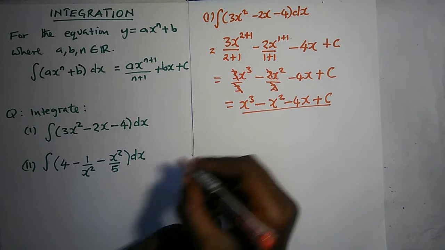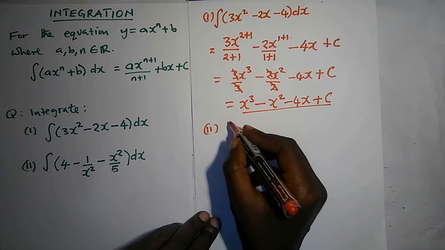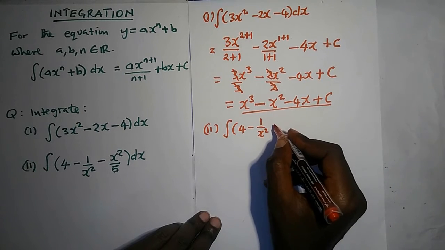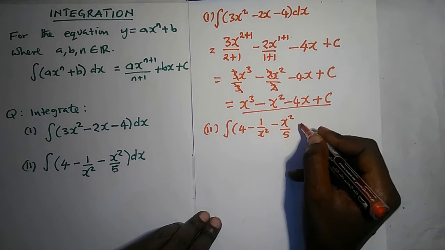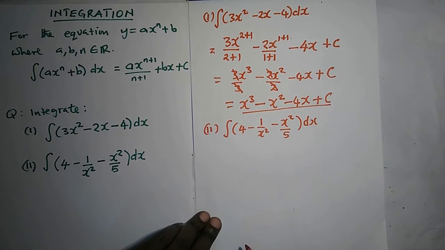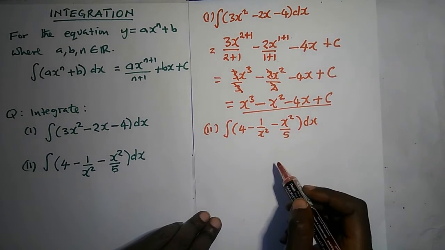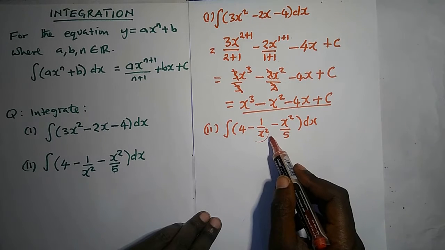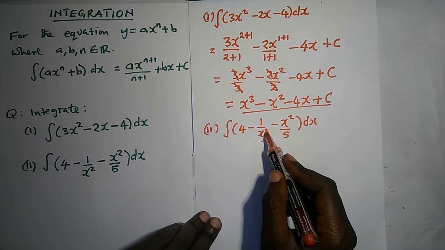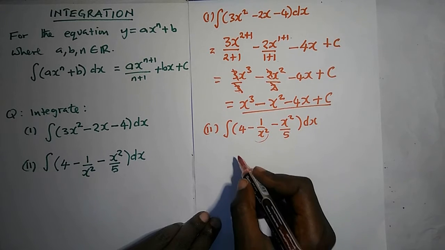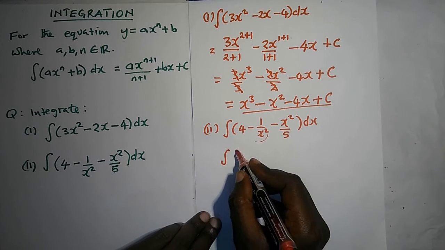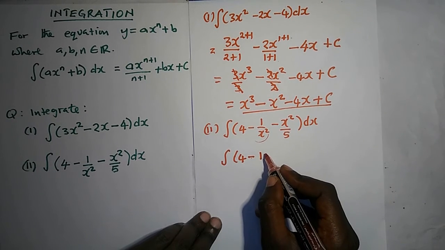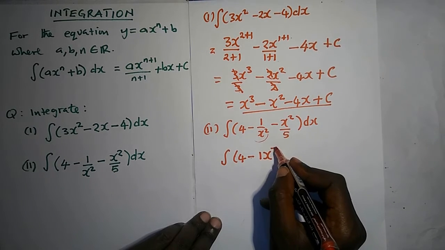And then now we can go to question 2. So question 2, we are integrating 4 minus 1 over x squared minus x squared over 5 with respect to x. Okay, so the first thing that you do now that you have all these fractions, especially here in the second fraction where you have 1 over x squared, the x is in the denominator. So you're going to write it as an index with a negative power. So you're going to have integrate 4 minus, here you have the 1, x to the power negative 2.